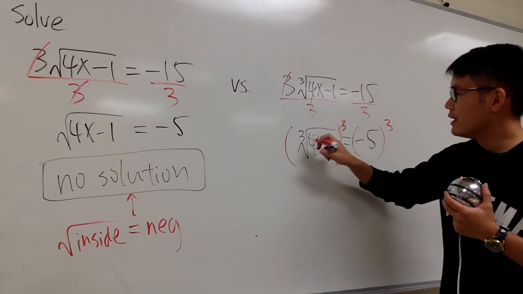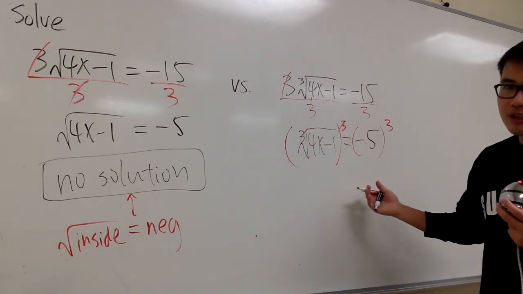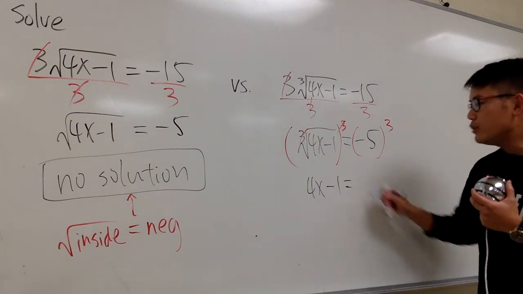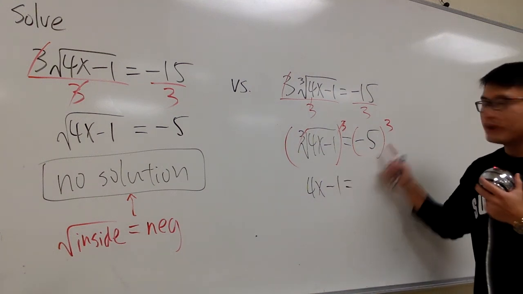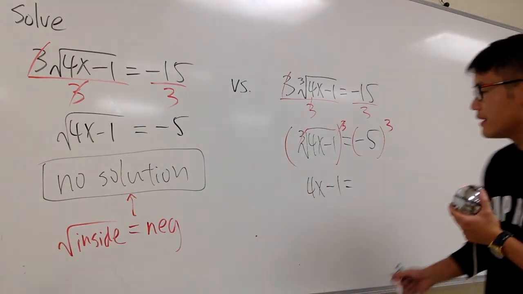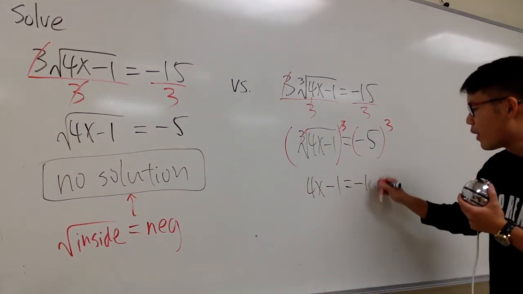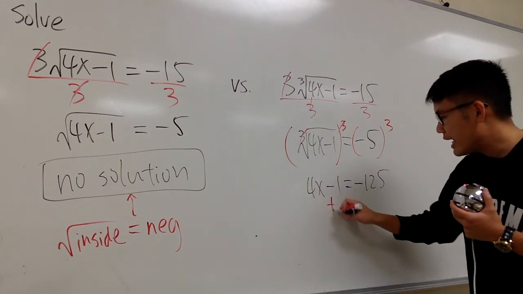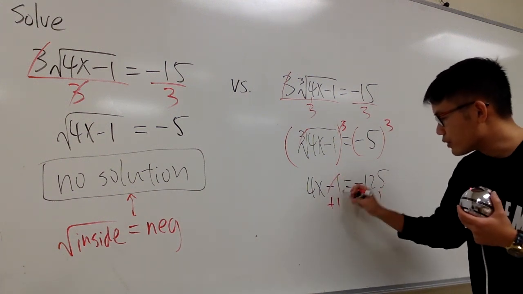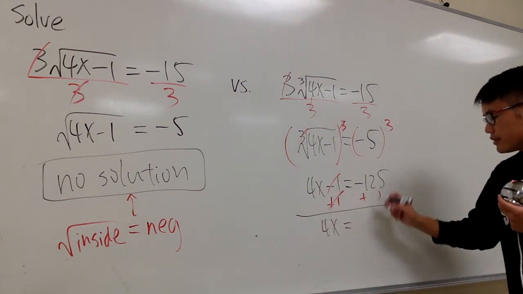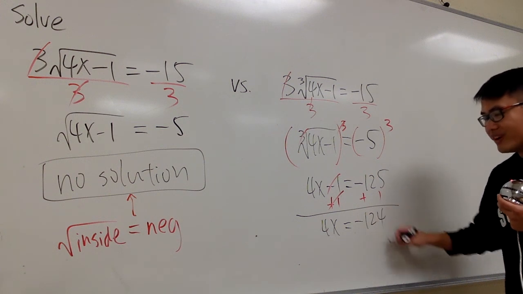Cube root, and then the third power, they cancel each other out, and then we get 4x minus 1. And this is equal to negative 5 raised to the third power, which is negative 5 times negative 5 times negative 5. We get negative 125. And now we can just do the usual business. We add 1 on both sides. So cancel, and then we get 4x equals, this is going to be negative 124, isn't it?